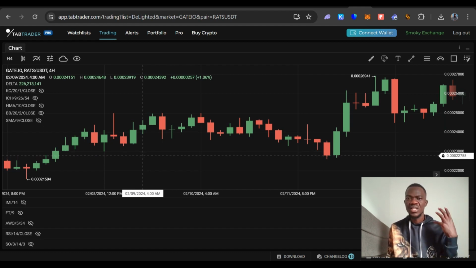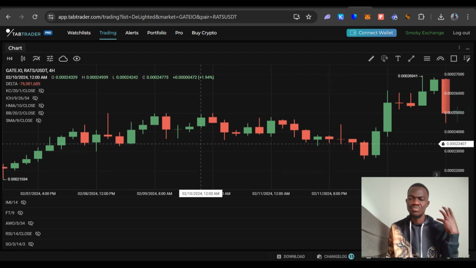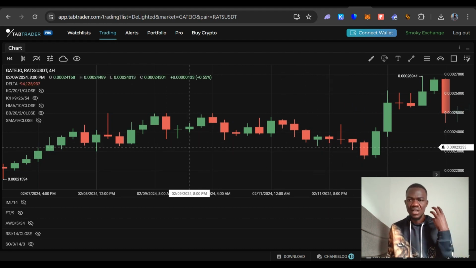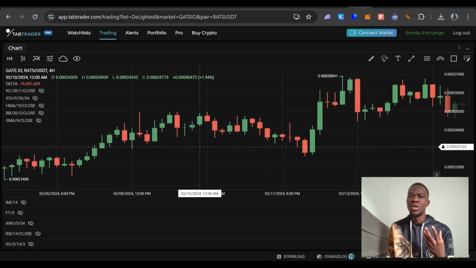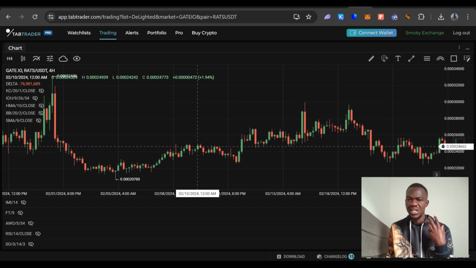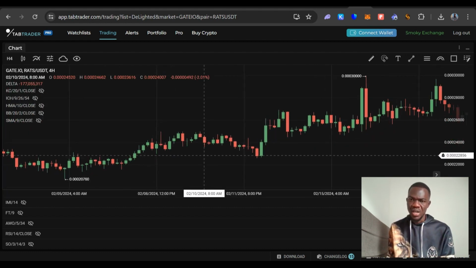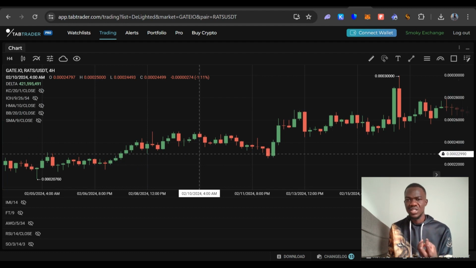So in a ranging market like this, it is difficult to make decisions based on that candlestick pattern alone. But if it is a market that you have monitored and for some time it is trending, maybe upwards or downwards, you can use this kind of candlestick pattern to indicate a trend reversal.